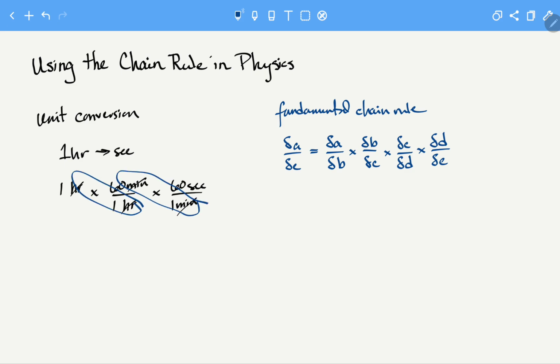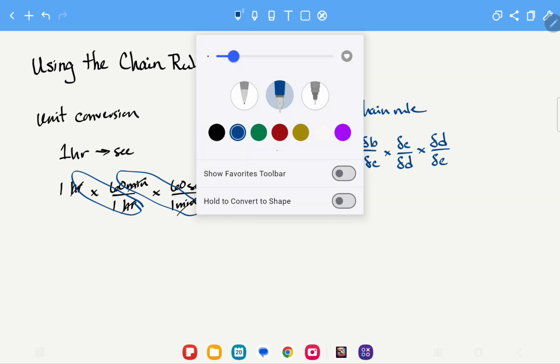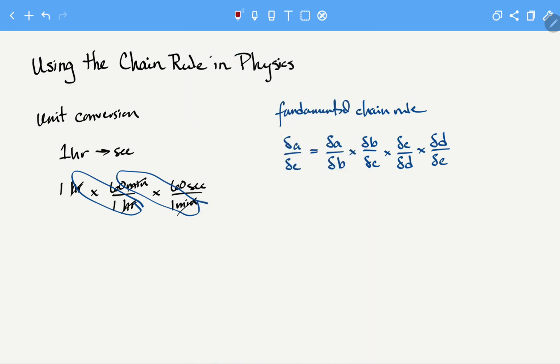basically the exact same thing is happening here. We are getting these guys to knock each other out. Once all that is said and done, we got what we were looking for, dA dE. And so that's the chain rule. You can use it to put stuff together, and you can use it to rip it apart to get the pieces you want.